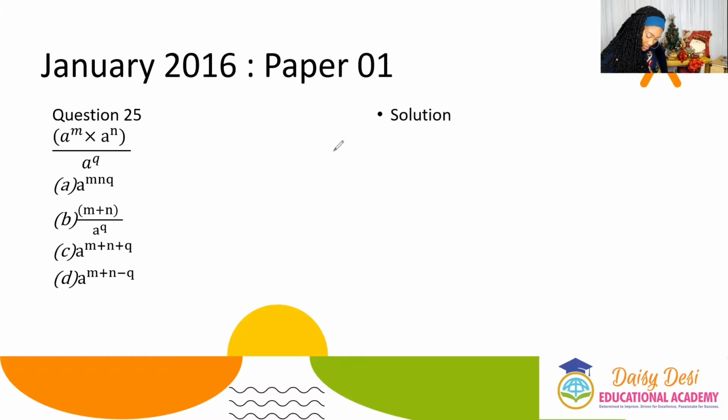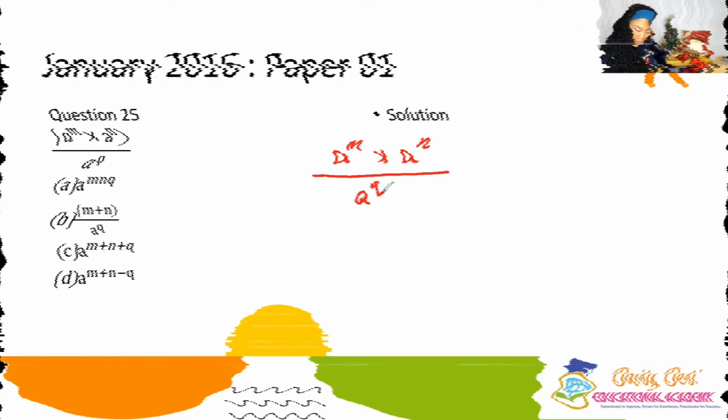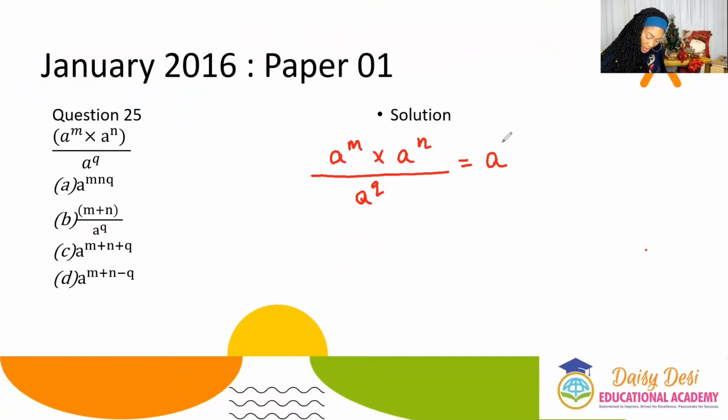January 2016, paper 1, question 25. We have a to the power of m multiplied by a to the power of n, all over a to the power of q. That's a to the power of m plus n, all over a to the power of q. Now, are we seeing that in the question? No, we are not seeing that. We are partially seeing that here. That is not what we have. So therefore, we have to simplify further.